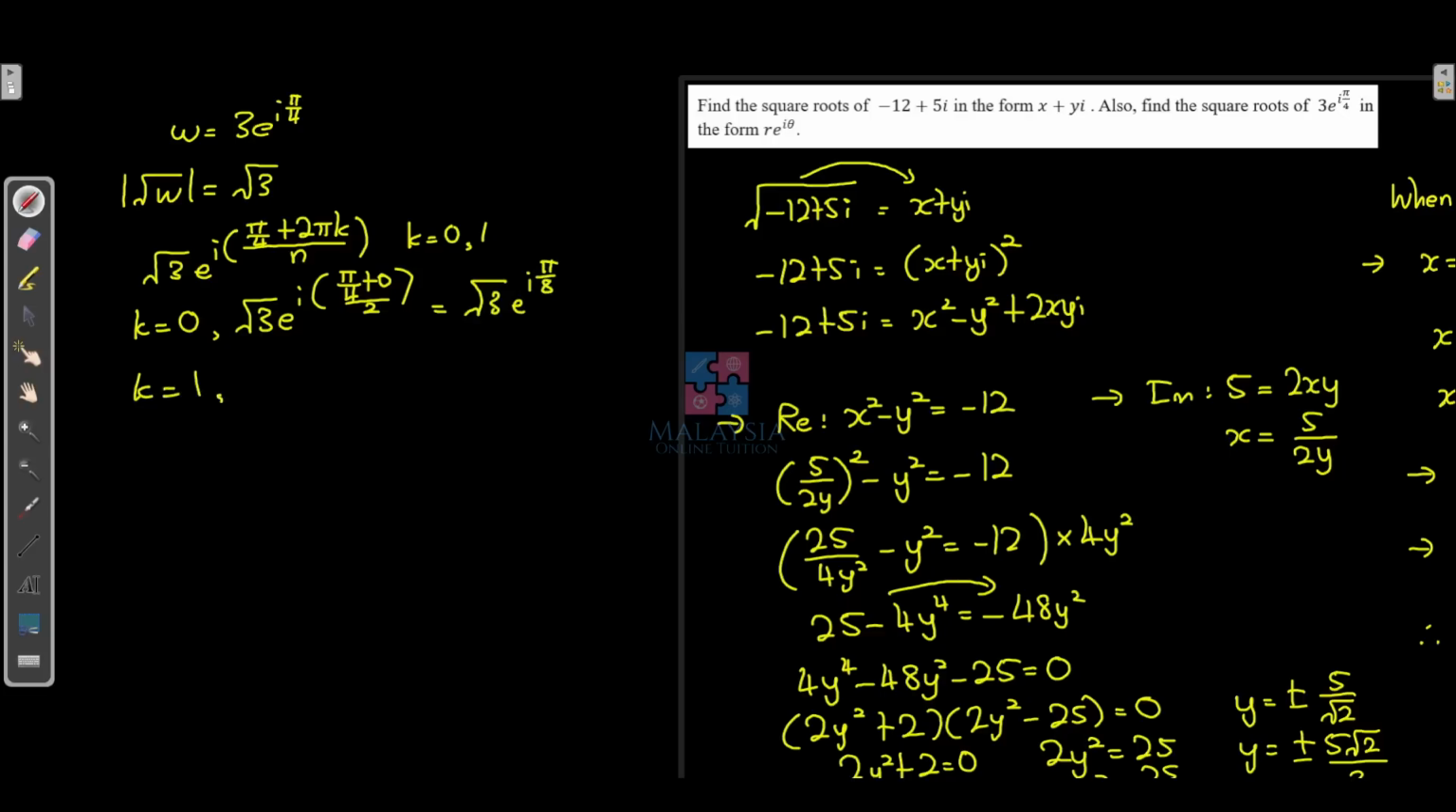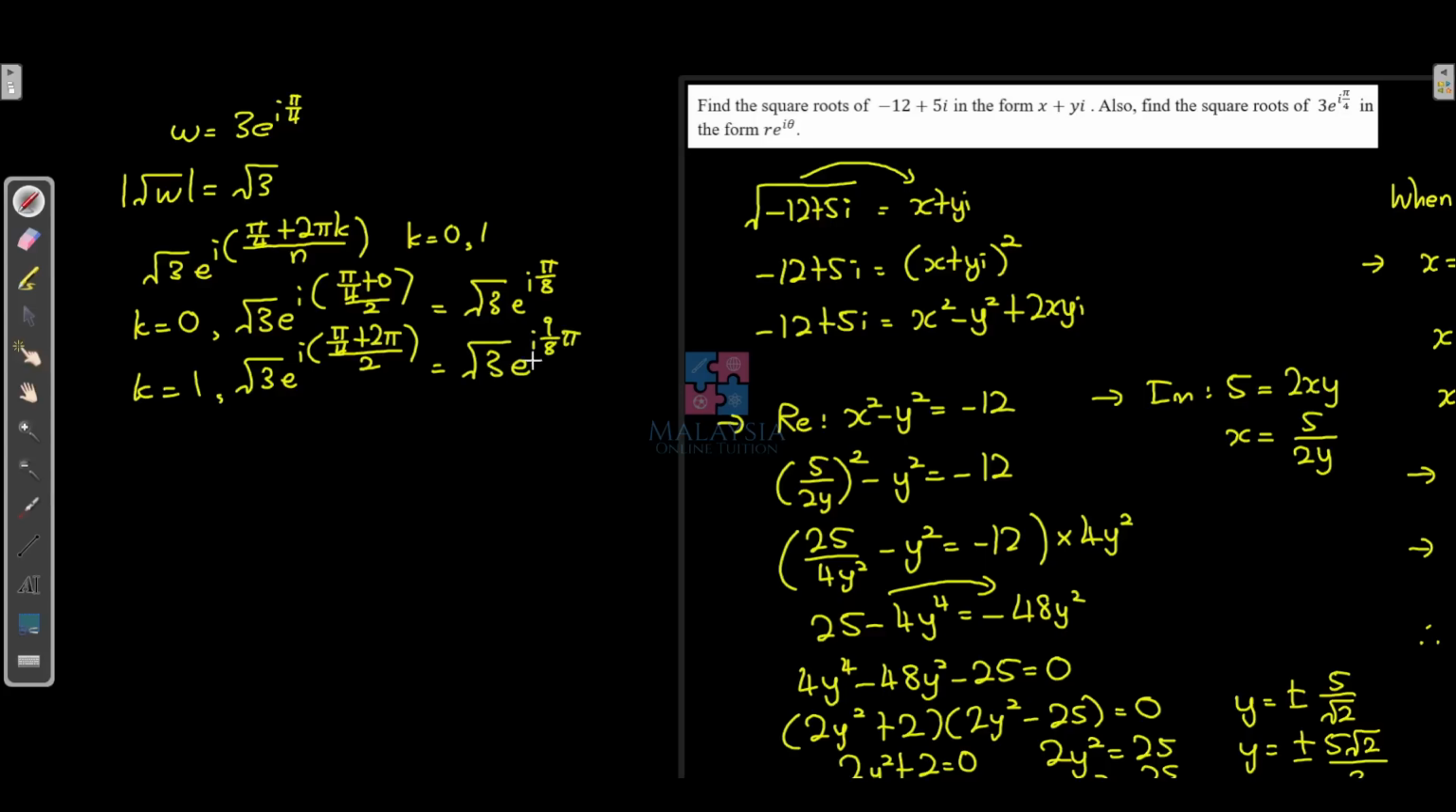And then for the second answer, we use k equals 1. Square root 3e^i, pi over 4 plus 2 pi, divided by 2. So what is this? Pi over 4 plus 2 is going to be 9 over 4. So 9 over 4 divided by 2 is 9 over 8. Okay, so we can write square root 3e^(i 9 over 8 pi).